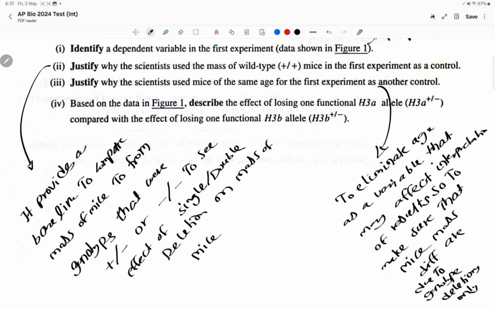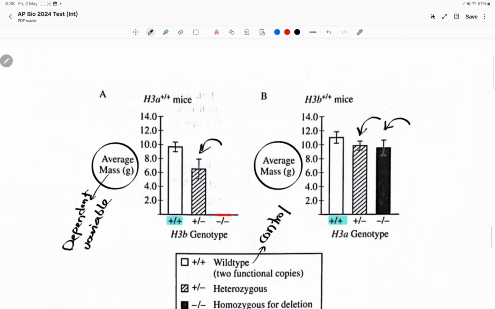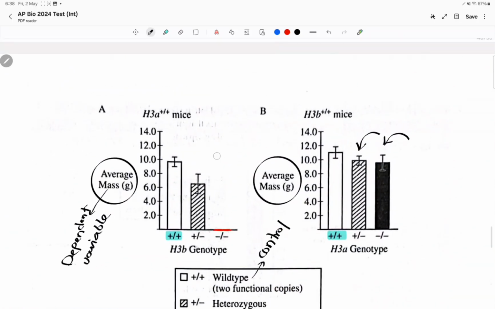IV, based on data in figure 1, describe the effect of losing one functional H3A allele, so having H3A plus minus, compared with the effect of losing one functional H3B, which means H3B plus minus. So look, of course, you must always compare to the control. You must compare to the double plus. So go back here and look what's happening.